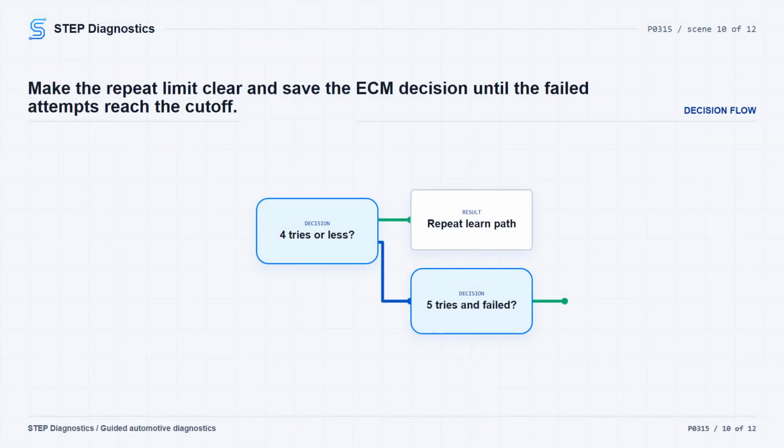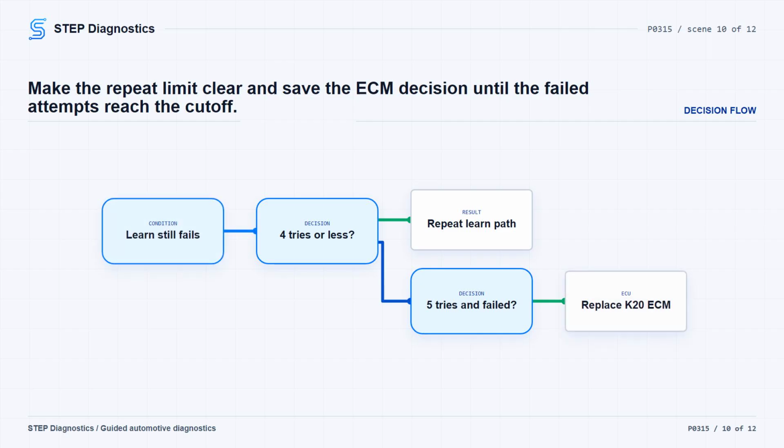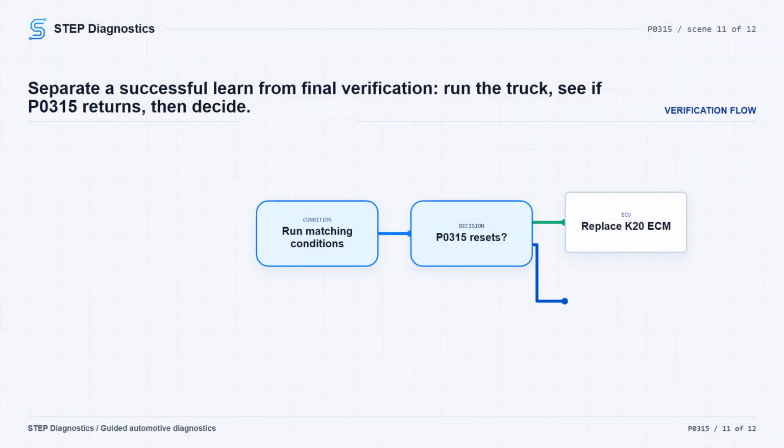If the procedure is still not successful and it has been performed 4 times or less, repeat the directed earlier learn path. If the procedure has been performed 5 times and is still not successful, the next step is replacement of the K20 engine control module. Keep verification separate from the learn procedure itself.